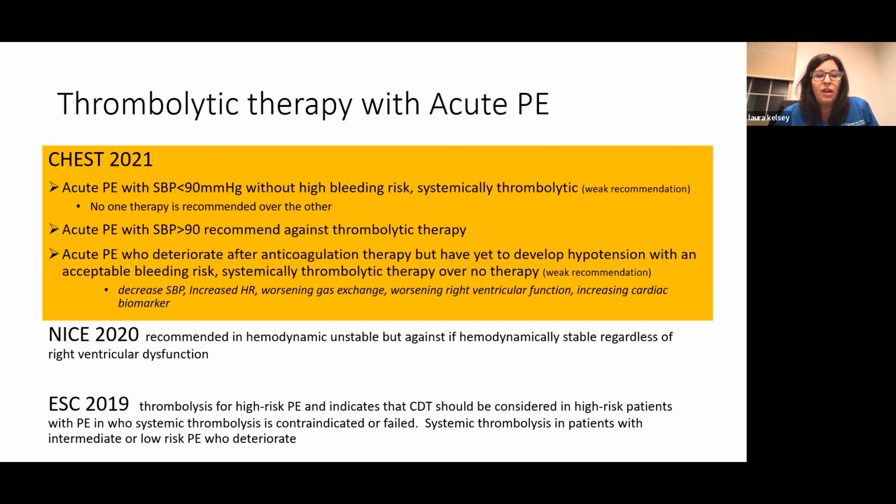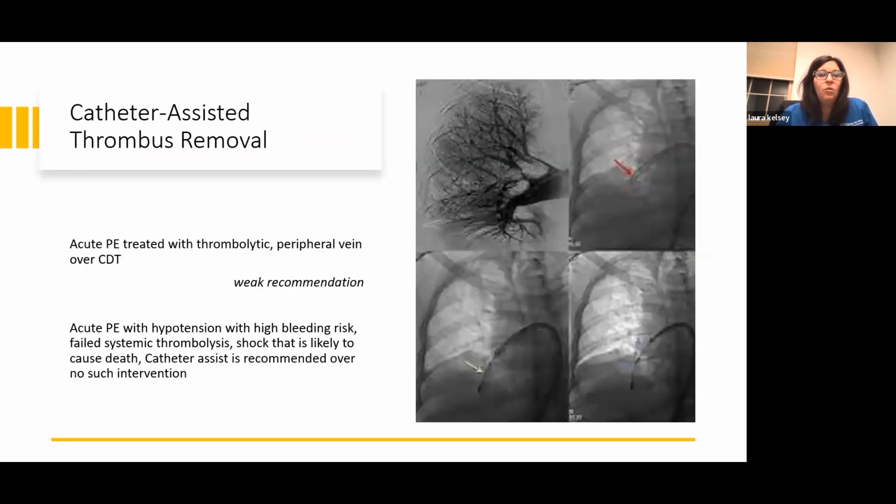NICE 2020 recommended it in hemodynamically unstable patients. Again, you can use systemic thrombolytic therapy. What about catheter-assisted thrombus removal therapy? For acute PE treated with thrombolytic through a peripheral vein versus catheter-directed, they are against catheter-directed. Now, in acute PE patients with hypotension, high bleeding risk, who have failed systemic thrombolysis, and shock and death is imminent, go ahead and do that.